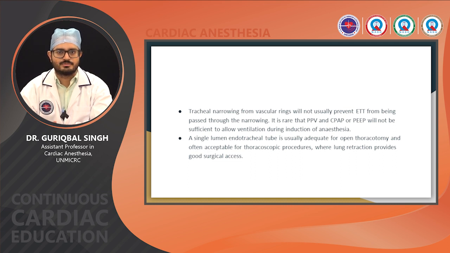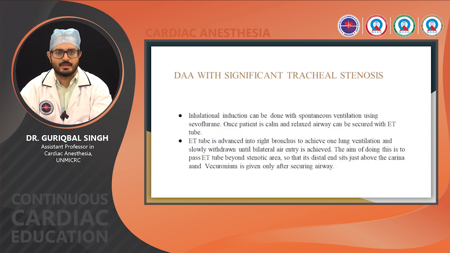It's rare that positive pressure ventilation and continuous positive airway pressure or PEEP will not be sufficient to allow ventilation during induction of anesthesia. A single lumen endotracheal tube is usually adequate for open thoracotomy and often acceptable for thoracoscopic procedure where lung retraction provides good surgical access. However, if there is a significant tracheal stenosis, we'll go ahead with inhalational induction. It can be done with spontaneous ventilation using sevoflurane. Once patient is calm and relaxed, airway can be secured with endotracheal tube.